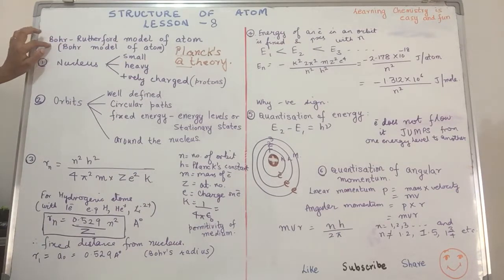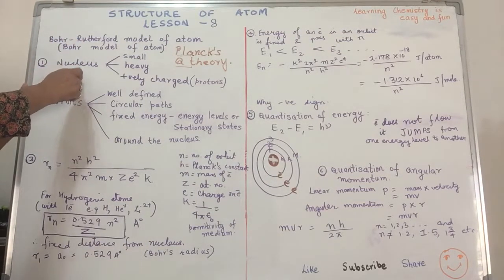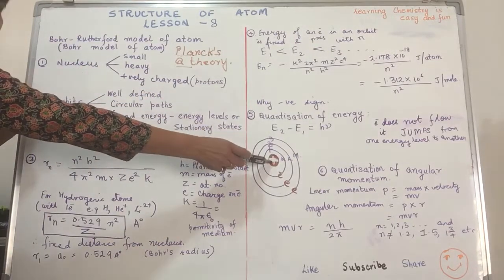Now, as I said, Bohr picked up a few points from Rutherford's model and improvised upon them in order to overcome the drawbacks which were there in Rutherford's model of the atom. The first point of Bohr's theory is the nucleus, similar to what Rutherford had suggested. According to Bohr as well, the nucleus is the central part of an atom.